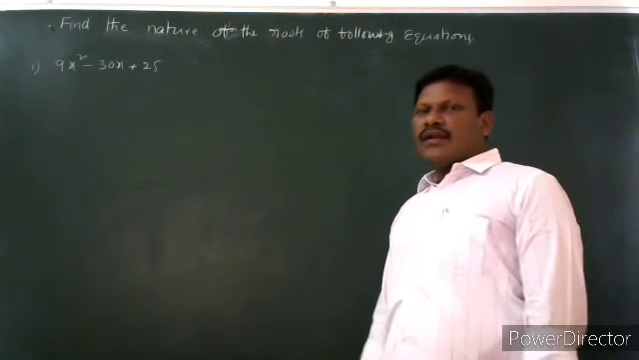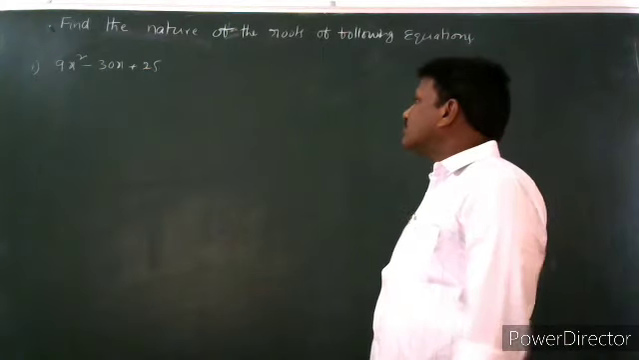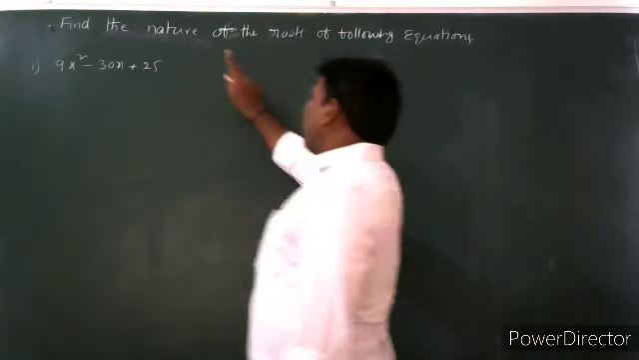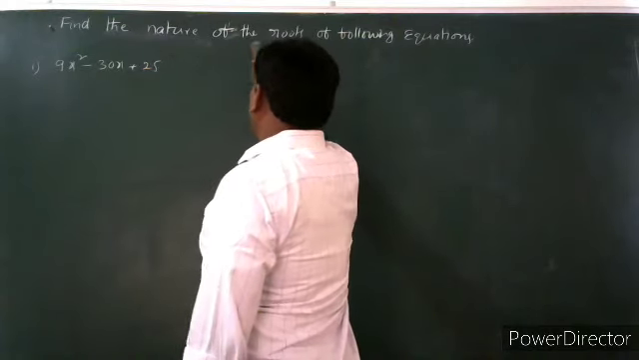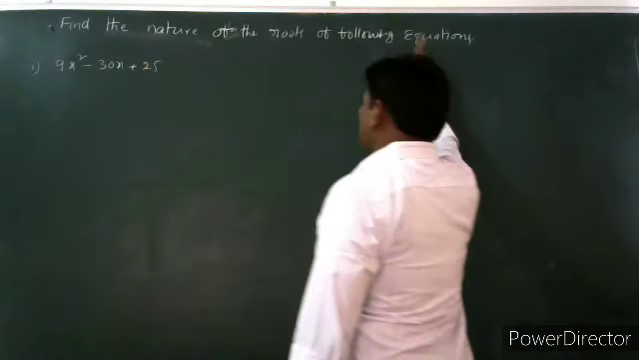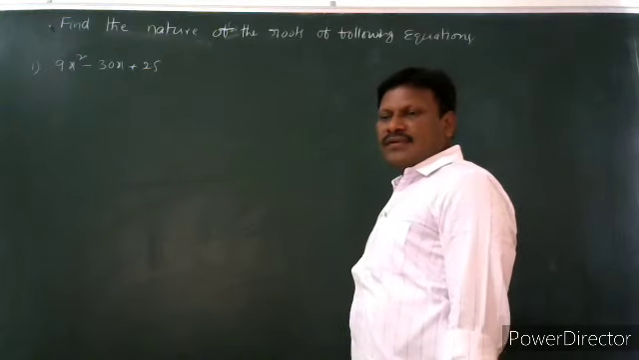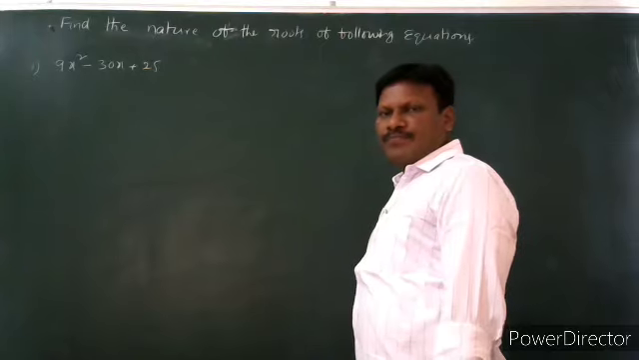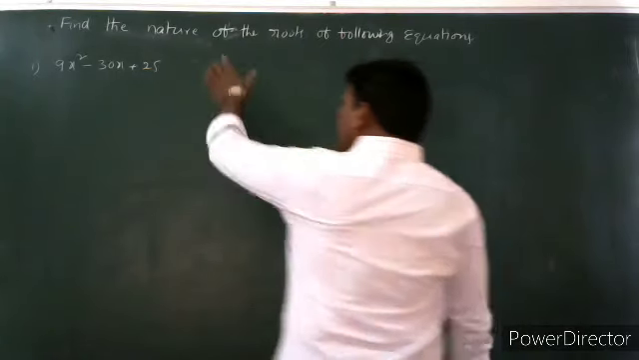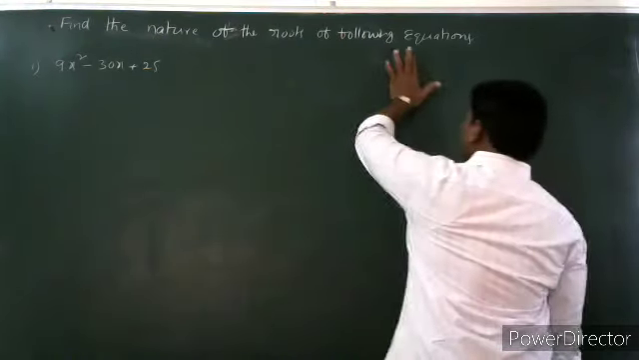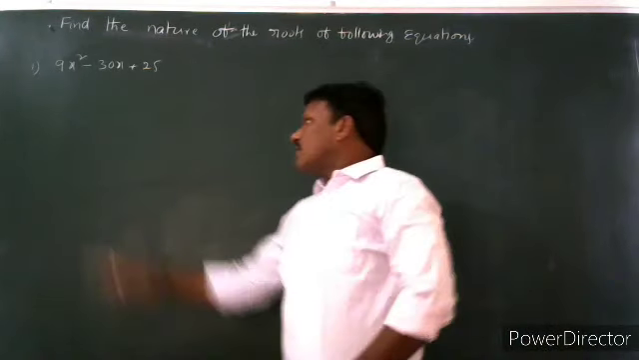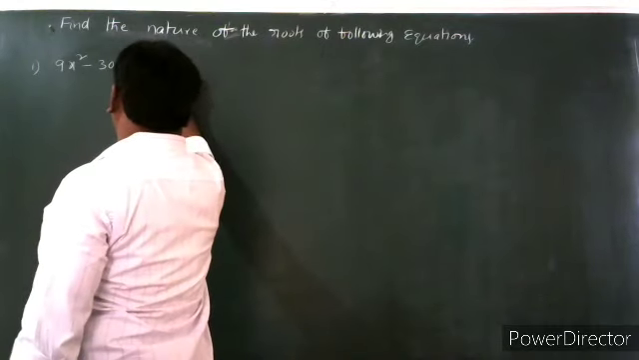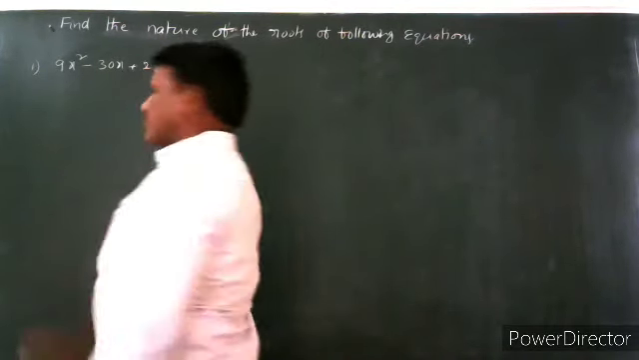Students, now we are discussing the second video on quadratic equations: finding the nature of the roots of the following equations. We will solve two problems in this method. Find the nature of the roots of the following equations. The first question: 9x square minus 30x plus 25 is equal to 0.